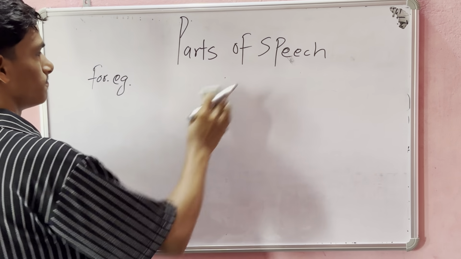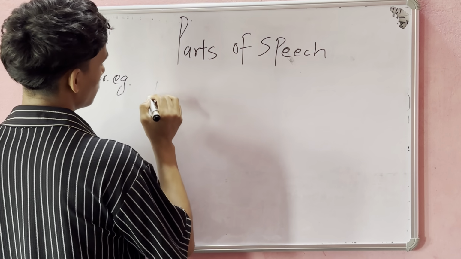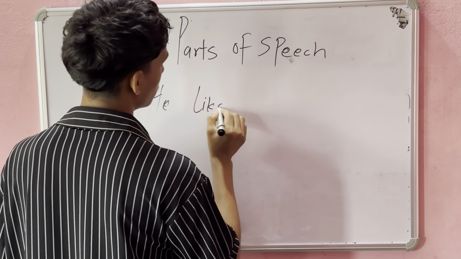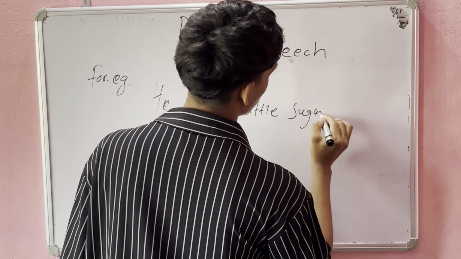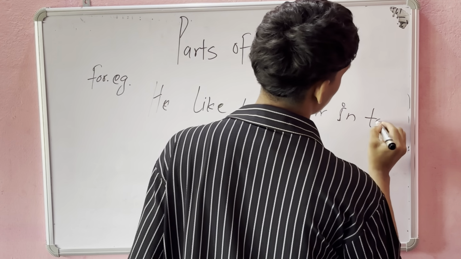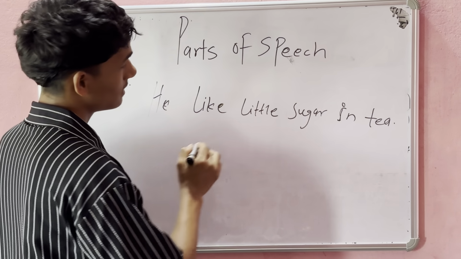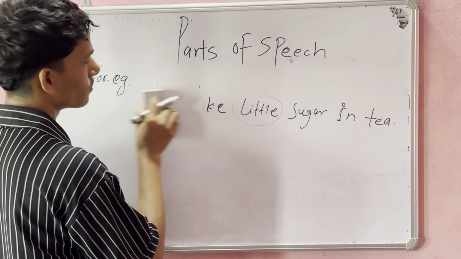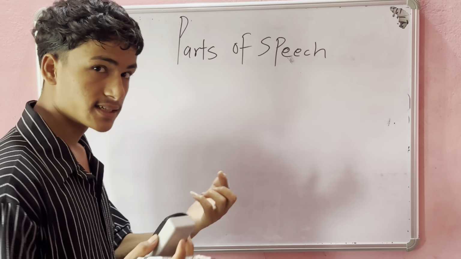Okay, so well, for example, he liked little sugar in tea. He liked little sugar in tea. So in this sentence, little is the adjective. Okay, so you get it, right? So this way we can easily find adjectives in the sentence.